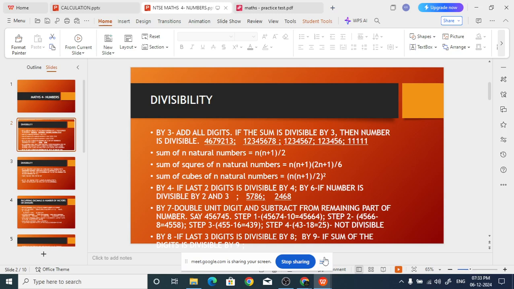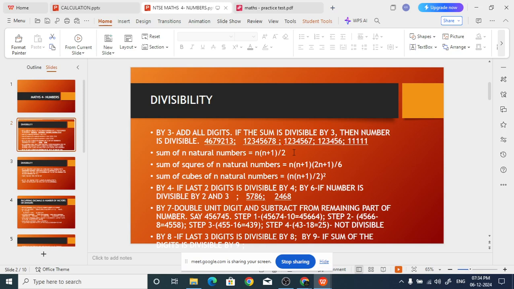So 1, 2, 3, 4, 5, 6, 7, 8. If you add all these, are you getting 36? Somebody, are you getting 36? Yes, sir. Did you add all the numbers? There is a formula for that. You see, the sum of n natural numbers is n into n plus 1 by 2. Here n is 8, and 8 plus 1 is 9. So 8 into 9 divided by 2. How much are you getting? 36, sir. So you can use that formula.